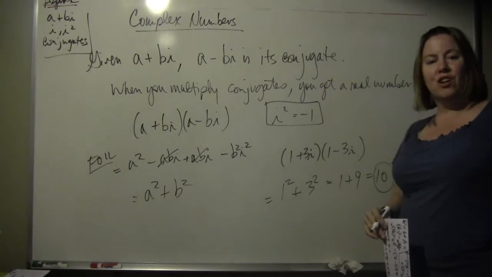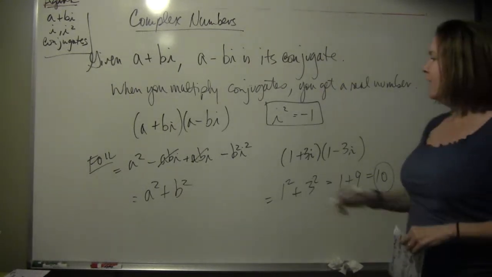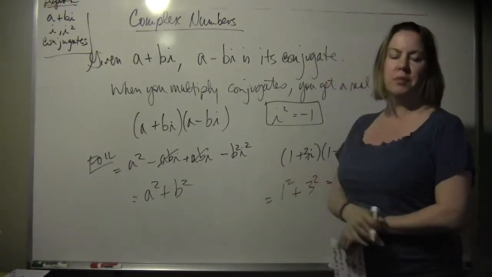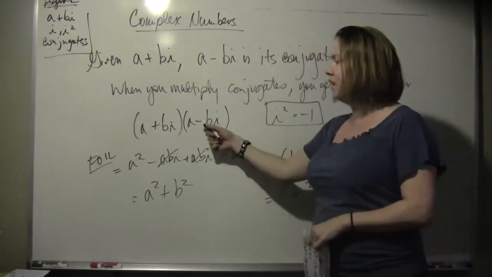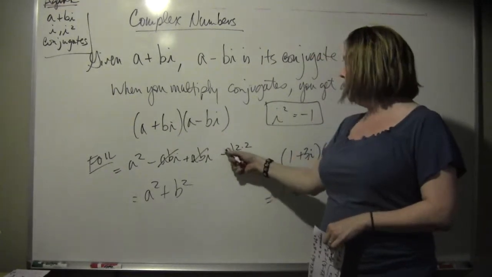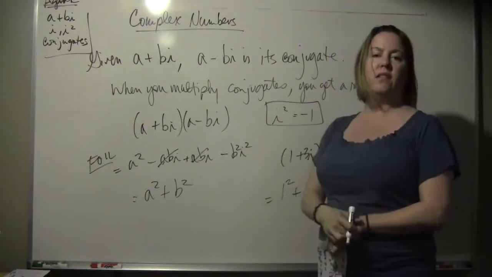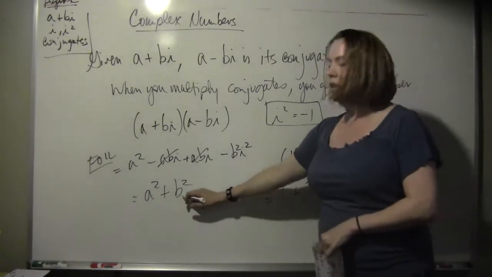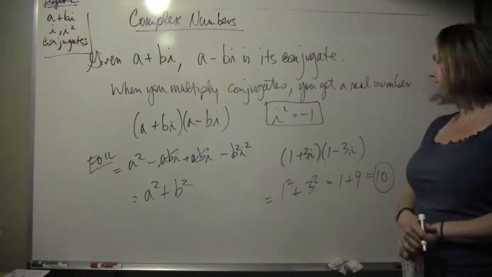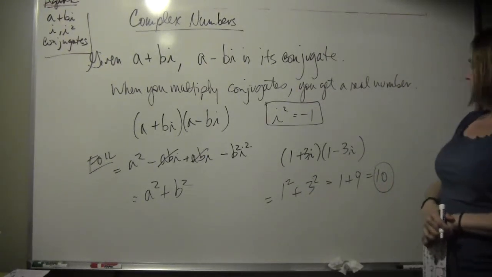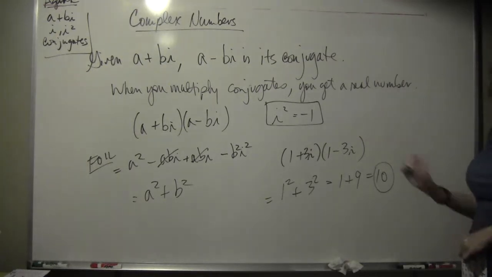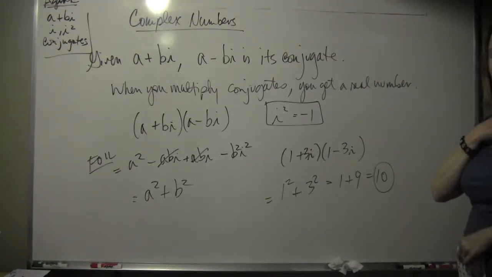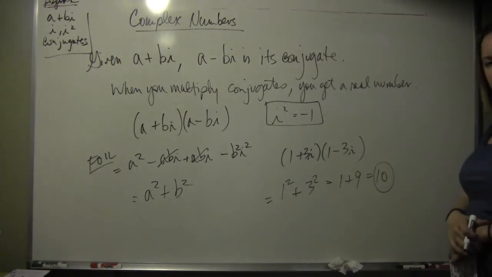Why is that? Because you're always going to get an i squared term when you multiply the conjugates. And it's always going to have that negative because one's positive, one's negative. And then you're always going to have that negative times a negative to get rid of that i. Okay? That's pretty much all I want you to know about imaginary numbers to help you move forward. Okay?